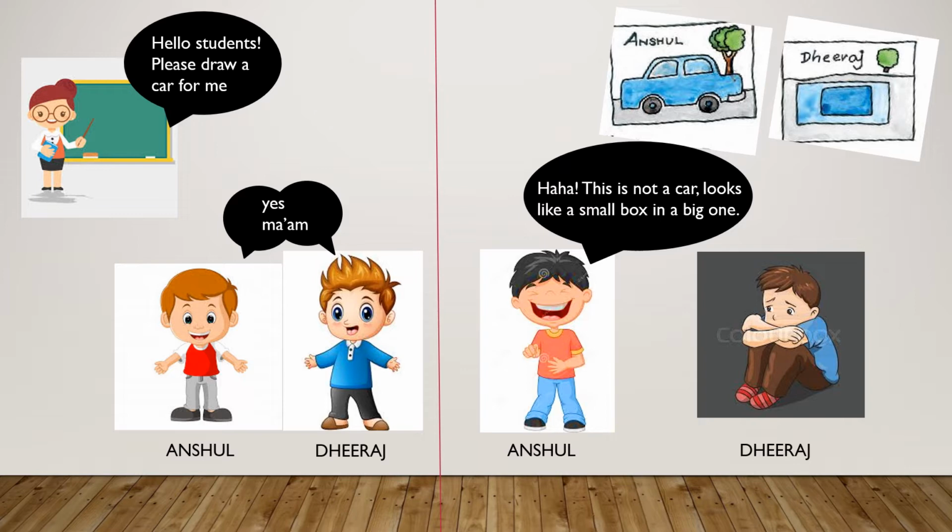Well, let me answer that for you. Both the drawings are completely correct. The difference is just that they are drawn by keeping different views in mind. Anshul has drawn a drawing keeping the side view in mind, while Dheeraj has drawn a top view of the car.